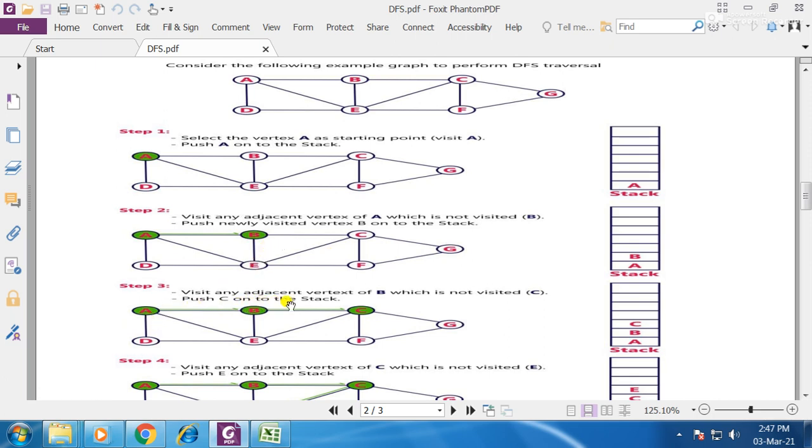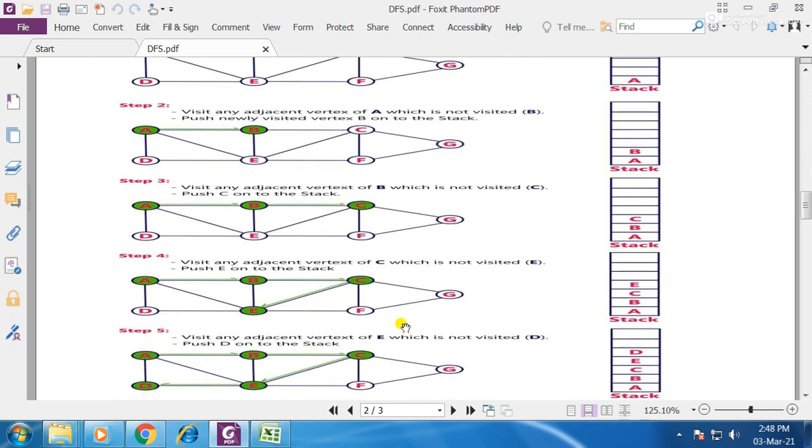Now step number 3, visit any adjacent vertex of B which is not visited, push it in the stack. Now adjacent to B are E and C. So either you can visit E or you can visit C. In this example, they have visited C. That's why we have marked C as red and we have put C in the stack. Now in the stack, the vertices are A, B, C. We have visited 3 vertices of that graph, so there are 3 vertices in the stack.